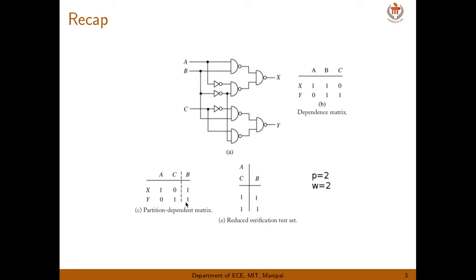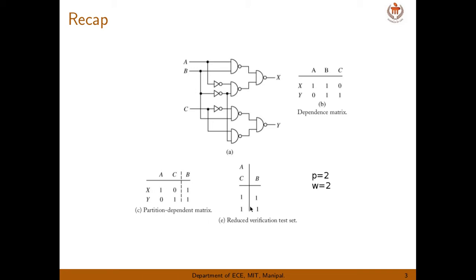Then we divided this matrix into 2, such that in each partition, for any row you take, the total number of ones should not exceed 1. So we have two partitions, and in the first row the total number of ones is 1, correct? The second one is also 1. In the first partition, second row 0, 1, the total number of ones is less than or equal to 1, and in the second partition also the same. Then we ORed the columns belonging to the same partition.